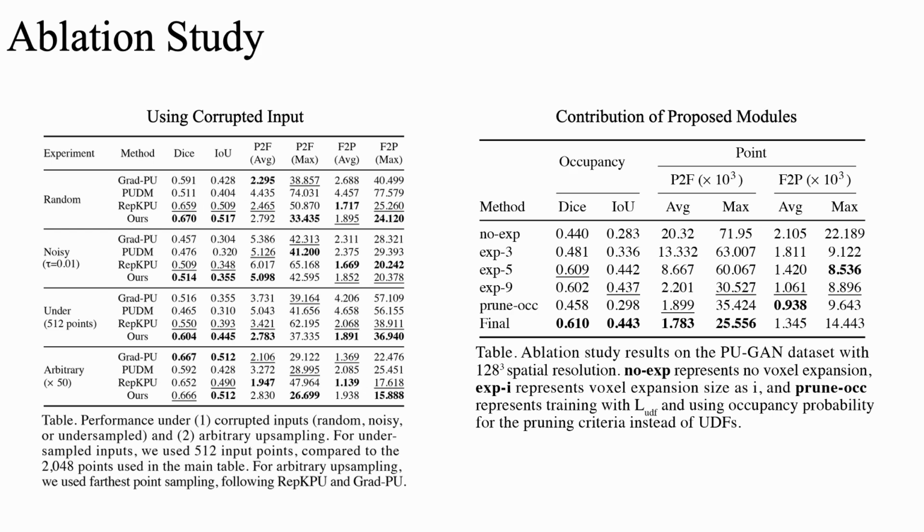We further analyzed model stability on corrupted inputs and the impact of each proposed component. The table on the left suggests our model shows stable performance across different types of input corruptions. And the table on the right shows operational voxel expansion and voxel pruning help in robustness and overall performance.